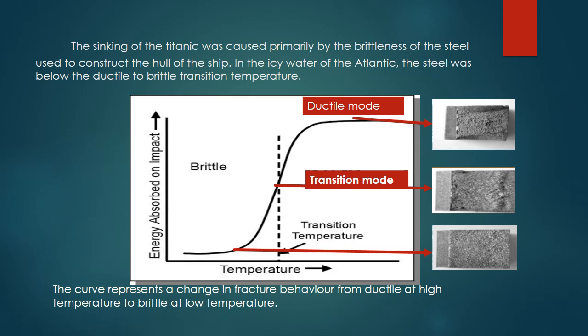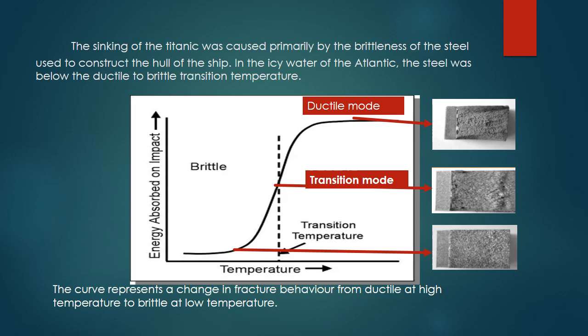The steel used in the manufacture of the Titanic hull had two different fracture modes. One is a ductile mode at a higher temperature. You can see the fractography shows a dimpled structure. Whereas at the lower, freezing temperature at which the Titanic hit the iceberg, the fractography showed cleavage. And in between, you can see a transition mode also, as in the curve shown.